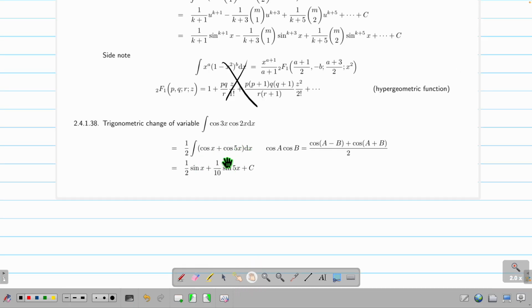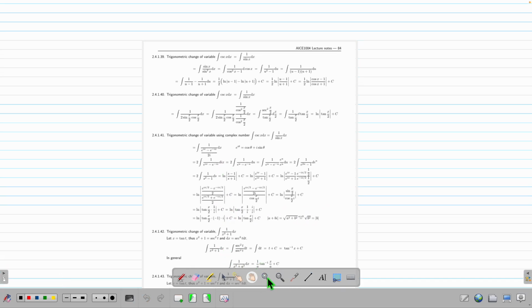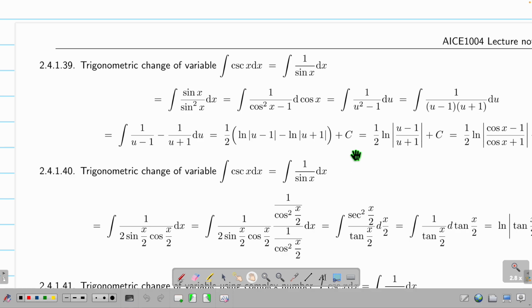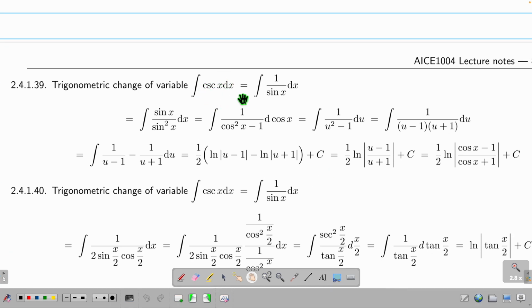Another example. You have this. And if you remember the product to sum, you can do this. Now I'm going to tell you, I don't remember this kind of formula because there are so many of them. Then how? The idea is to use complex numbers. It's coming soon. Okay, so this one, cosecant, which is 1 over sine.